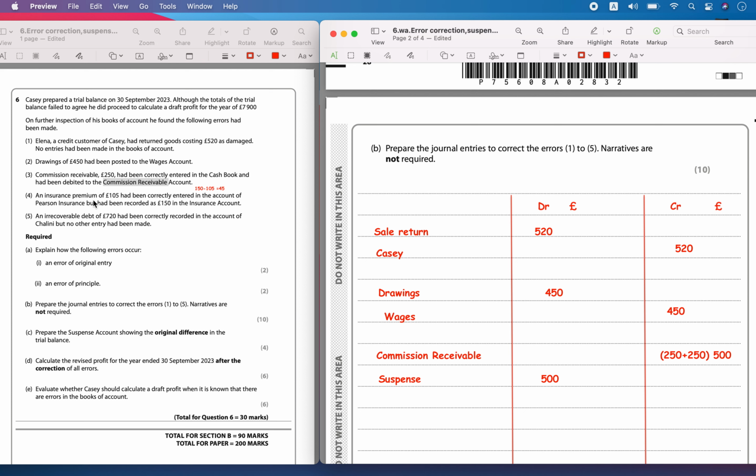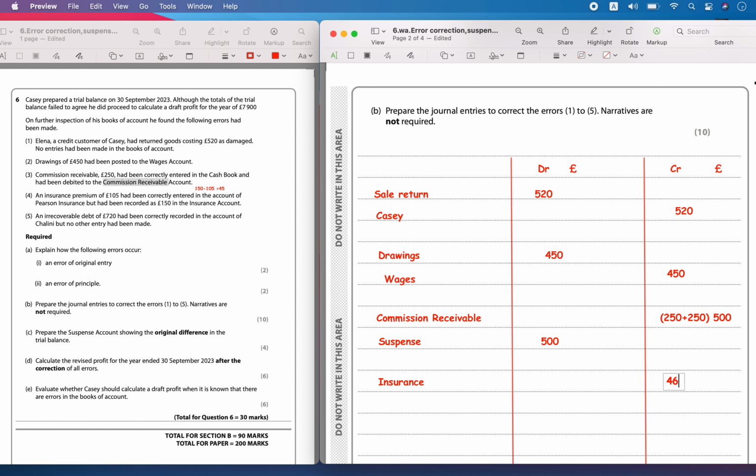Now the next one: an insurance premium of 105 had been correctly entered in the account of Pearson Insurance, but it had been recorded as 150 in the insurance account. So let's correct it. There is a difference of 45. Insurance is an expense account. So an incorrect figure has been entered. It has been entered as 150 on the debit side. So you will have to reduce it. You will enter on the opposite side 45, that is 150 minus 105. That's the value you are going to enter.